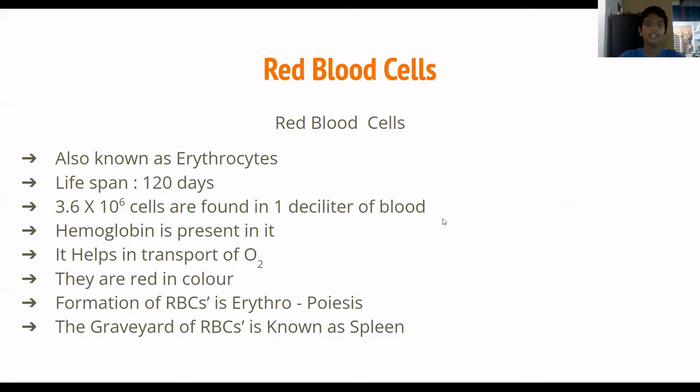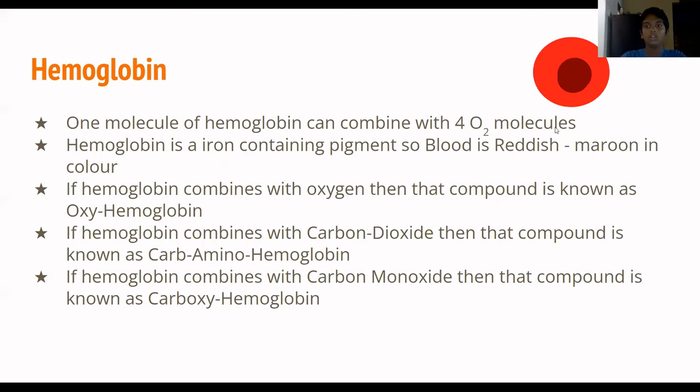Hemoglobin is also present in this. The hemoglobin helps in the transport of oxygen. They are also red in color. The formation of RBCs is known as erythropoiesis, and the graveyard of RBCs is the spleen. RBCs are like this. One molecule of hemoglobin can combine with 4 oxygen molecules. Hemoglobin is an iron-containing pigment, so blood is reddish maroon in color.